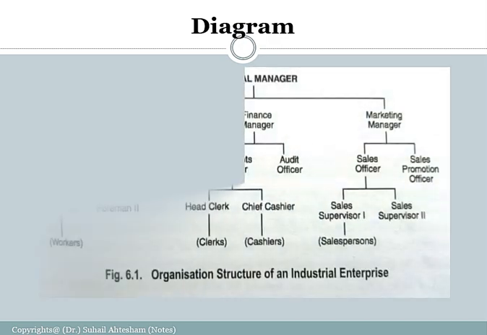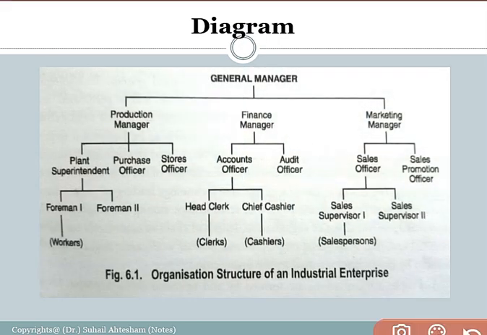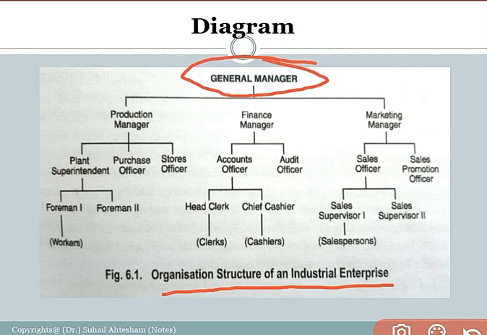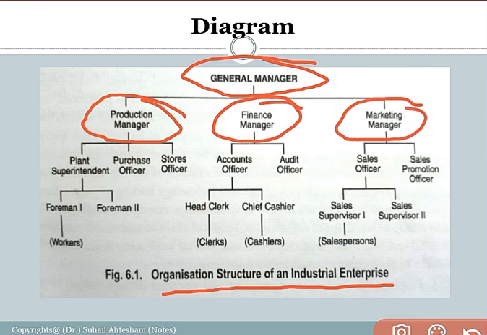Coming towards the diagram of our organizational structure, here you can see a diagram. It is the organizational structure of an industrial enterprise, in which you can see the general manager. The general manager is a single authority at the top level. Under the general manager, there are three categories, which I have shown: production manager, finance manager, and marketing manager.